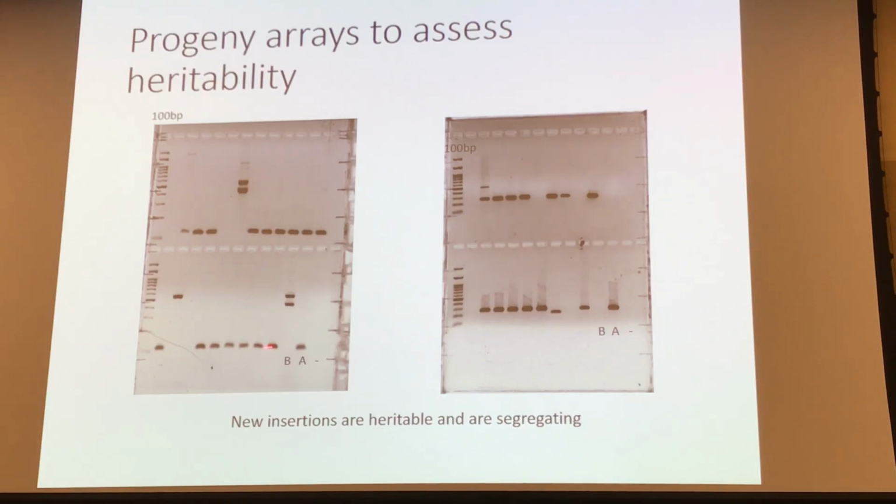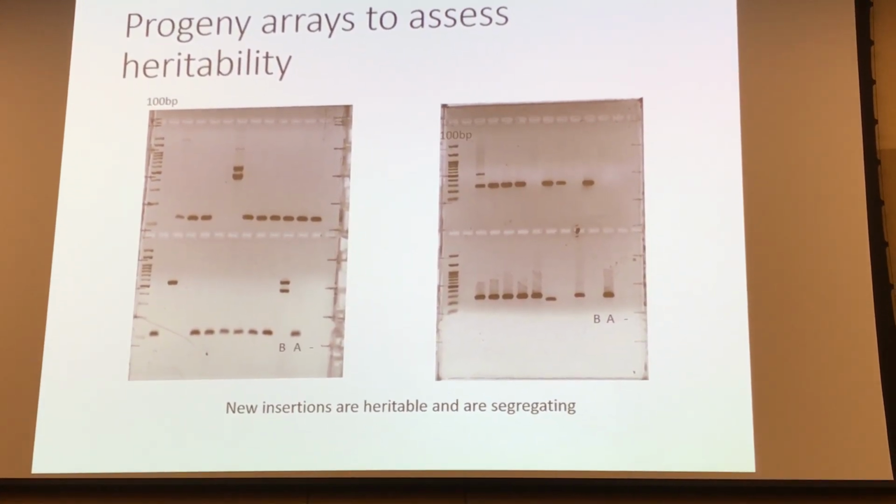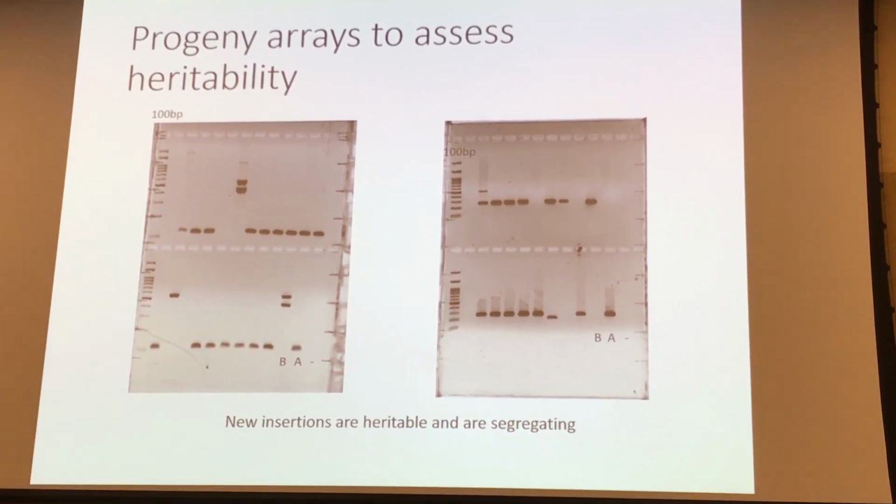And so we have actually 20 progeny here, so this is the same before and after samples. And so we see these bands are present in the progeny, indicating that not only did it jump, it was heritable for the next generation, and it's something we can study moving forward.